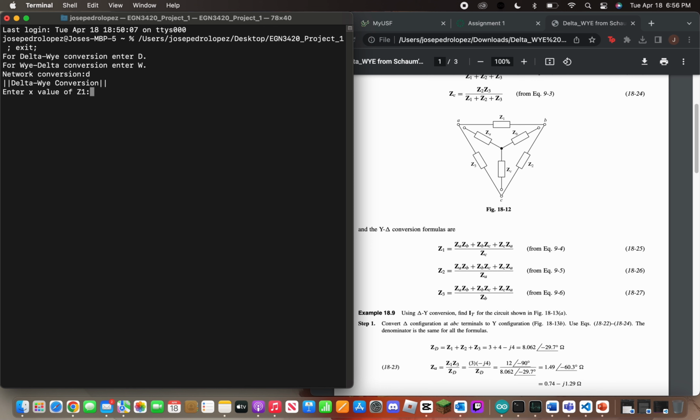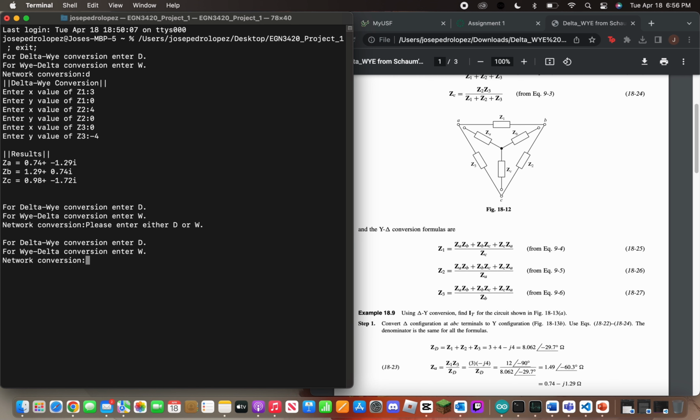So the X value of Z1 will be 3, and the Y value will be 0 since they don't have an I, an imaginary part. And then the X value will be 4, and the imaginary part will be 0 again because it doesn't have an I. And for the last part, it will be 0 for the X value because it does not have a real part for Z3, and the Y value will be -4 due to it being negative J4 right here.